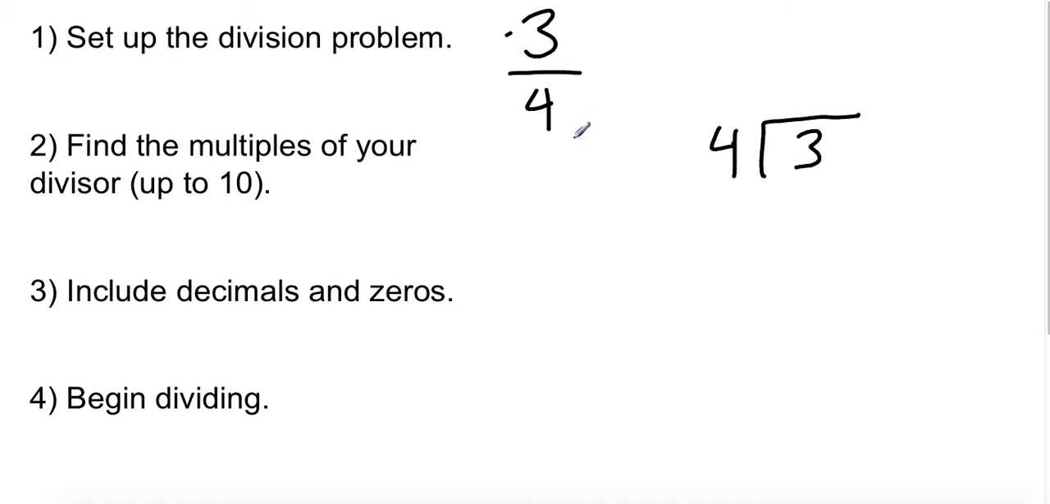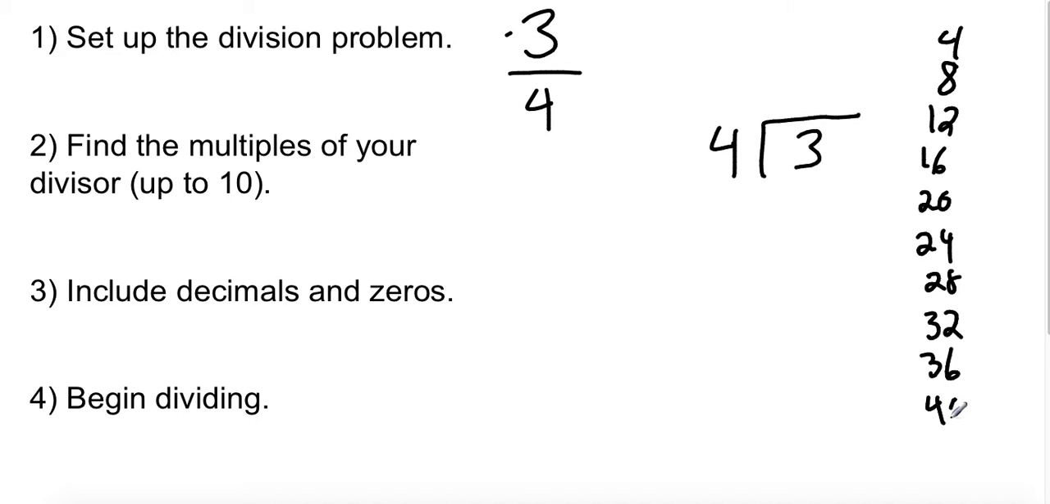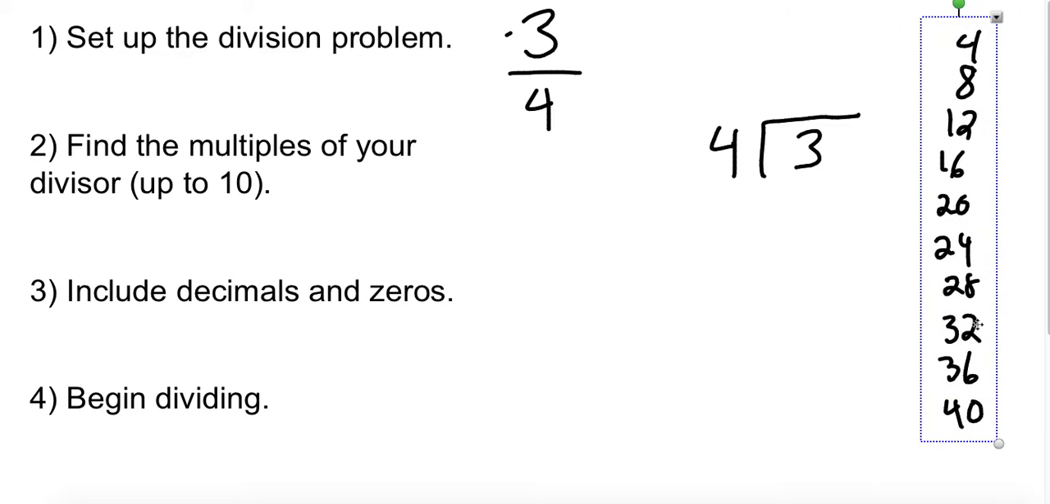And what I like to do, you don't necessarily have to do this, is a nice little trick if you get stuck on some of the inside problems. I want to find the multiples of my divisor up to 10. So I'm going to write these over here. Again, this is optional, but it does help when you get into more complex problems. So 4 times 1 is 4, times 2 is 8, times 3 is 12, 16, 20, 24, 28, 32, 36, and 40. So I have all my multiples listed right here on the side. You're going to see why I did this in just a moment.